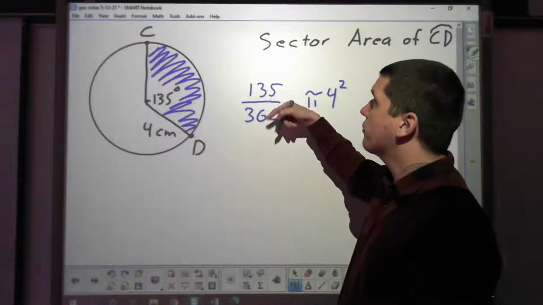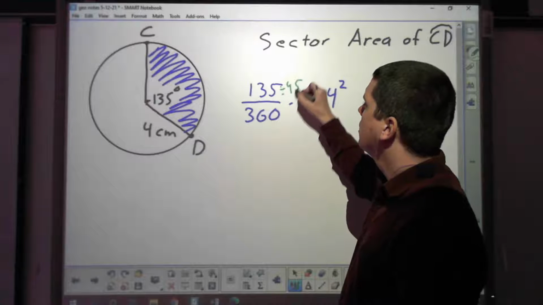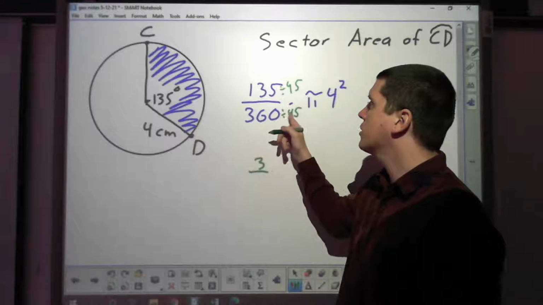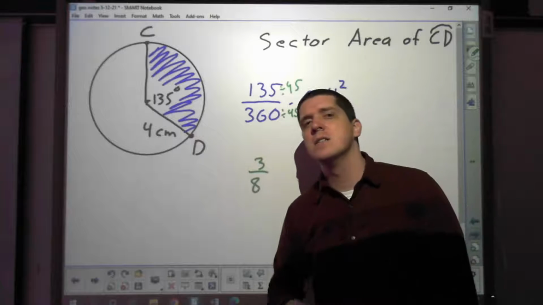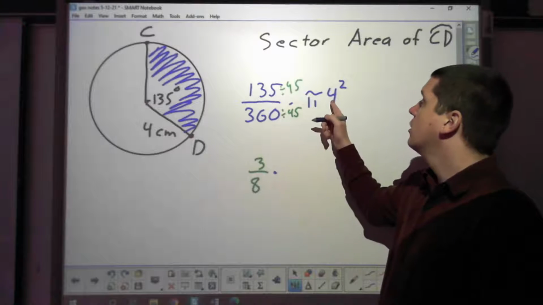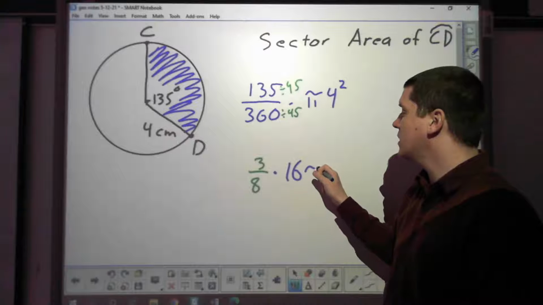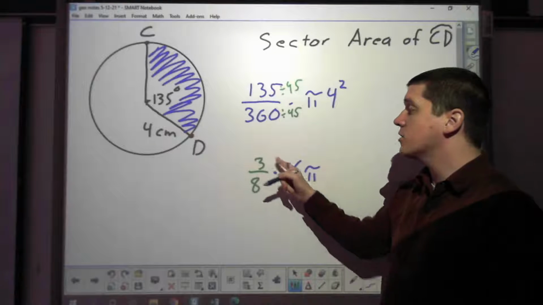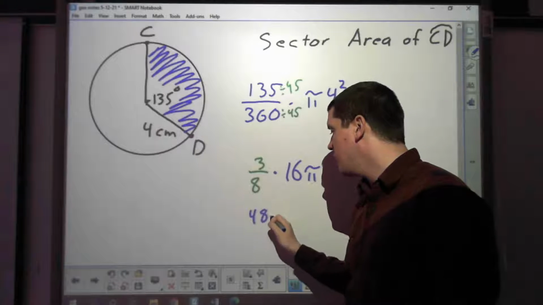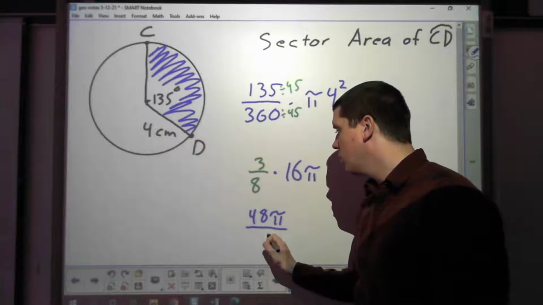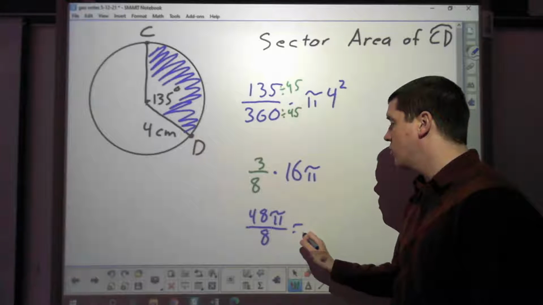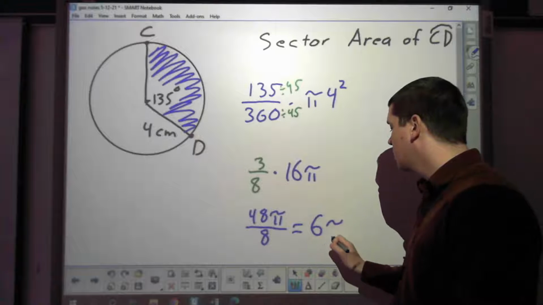So I can reduce this fraction. I can divide top and bottom by 45. That goes in 3 times. 360 divided by 45 is 8. And then times 4 squared is 16 pi. Now again, just times the top, divide by the bottom. 3 times 16 is 48 pi over 8. Well, look, 8 happens to go straight into 48, so I just know this is going to be 6 pi.